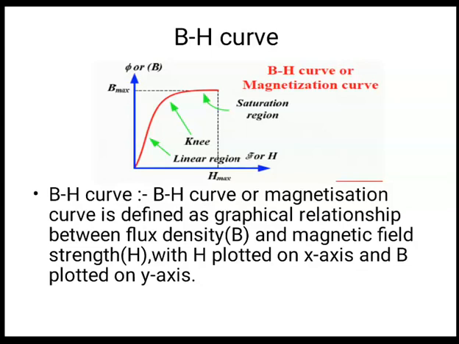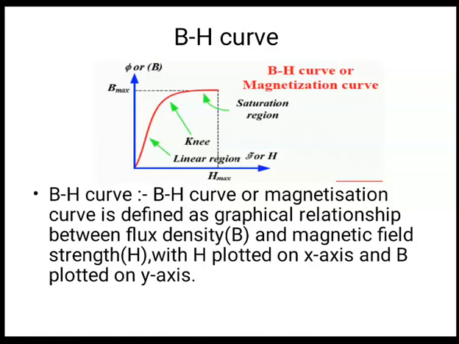So how we can do that? We draw the graph, and in that graph B is on the y-axis and H is on the x-axis. You can see in the diagram, on the y-axis we have drawn the magnetic flux density, that is B, and on the x-axis there is the magnetic field strength, that is H. This is a general graphical representation of a general magnetic material. It is not a specific magnetic material.